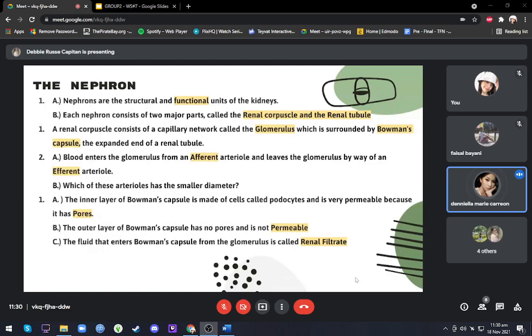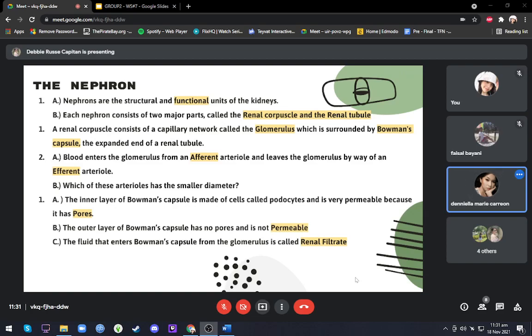So let's discuss our answers in the nephron. Number 1, A. Nephrons are the structural and functional units of the kidneys. B. Each nephron consists of two major parts called the renal corpuscle and the renal tubule. Number 2, a renal corpuscle consists of a capillary network called the glomerulus, which is surrounded by the Bowman's capsule, the expanded end of a renal tubule.